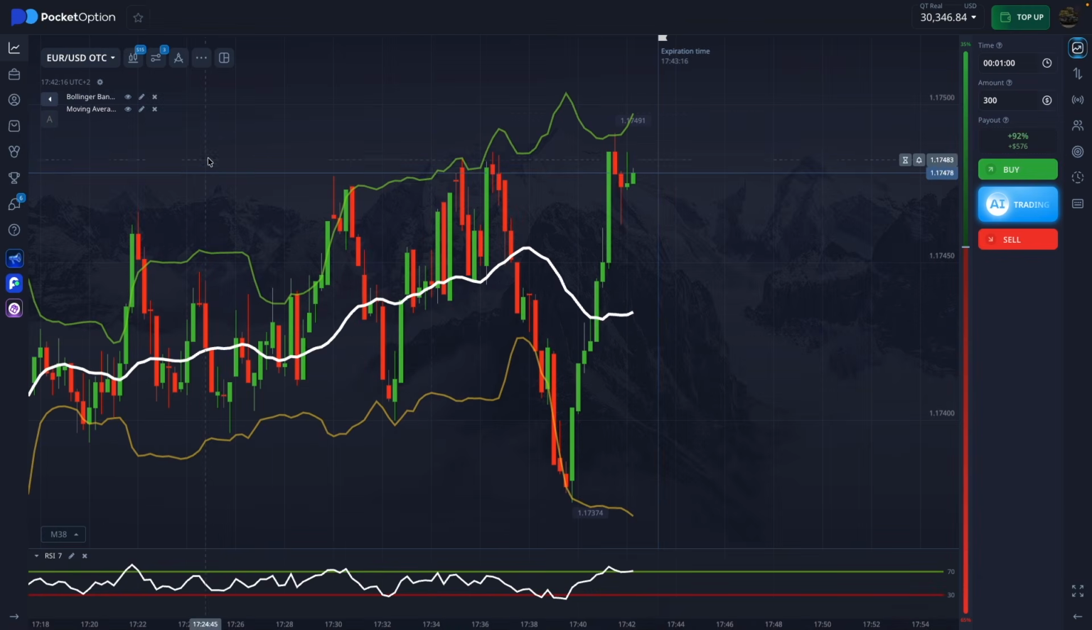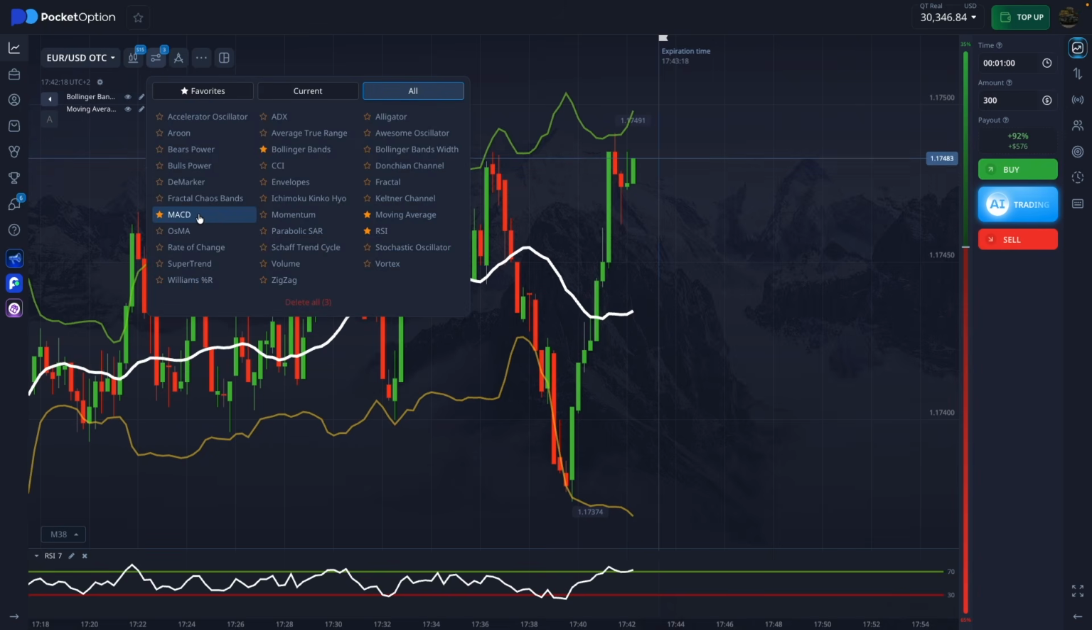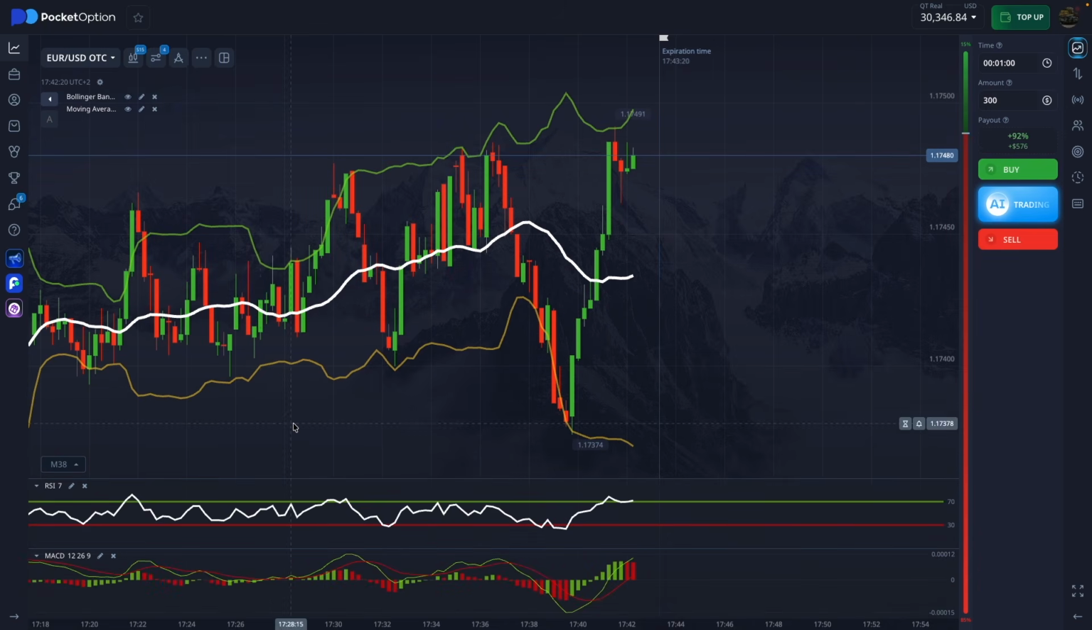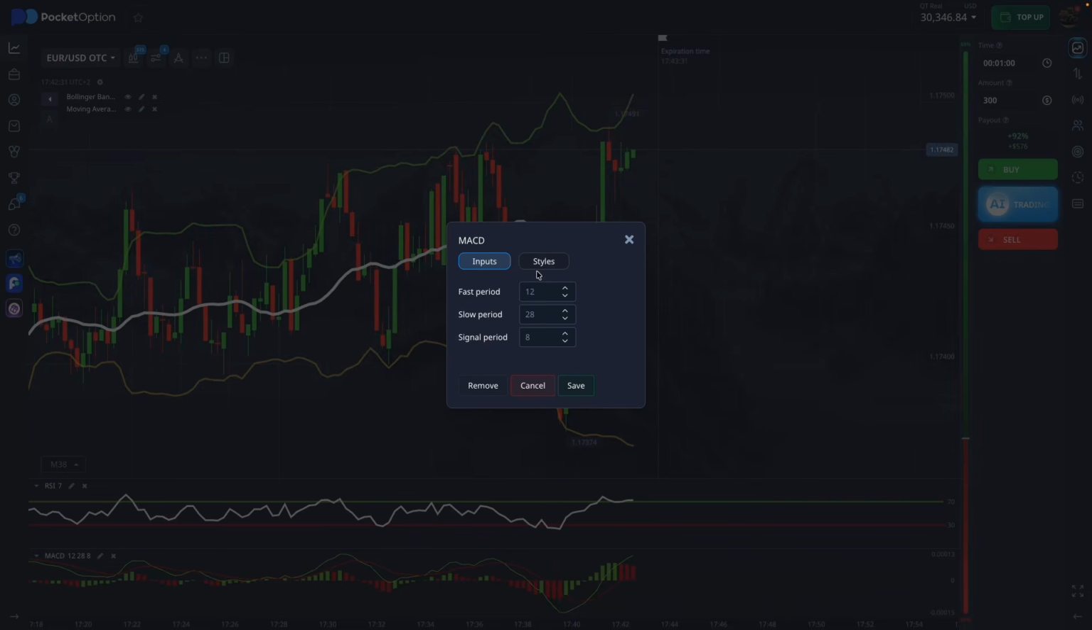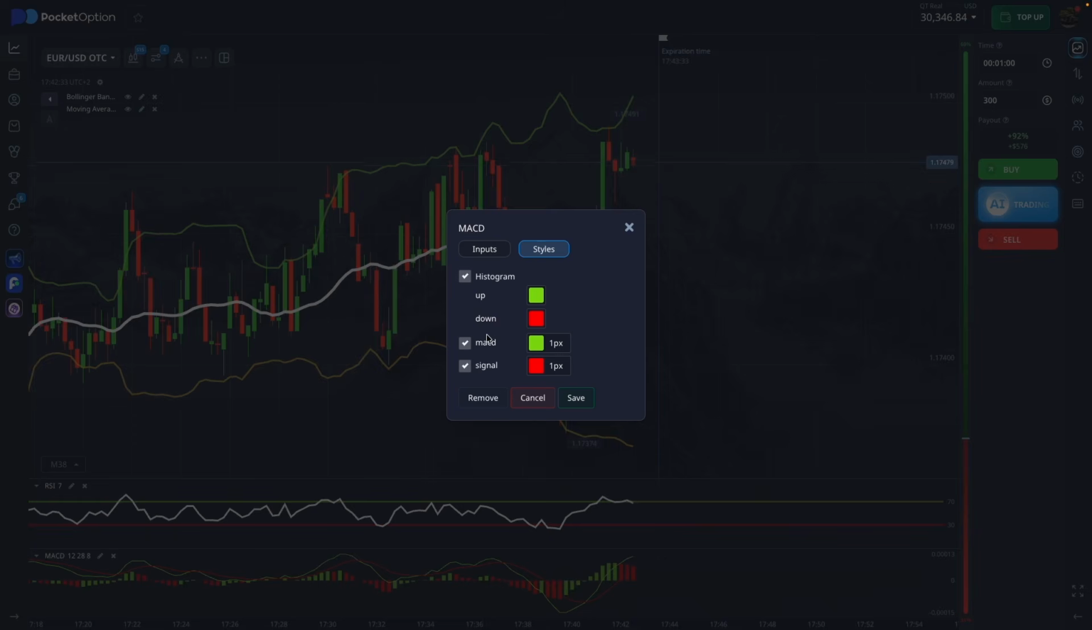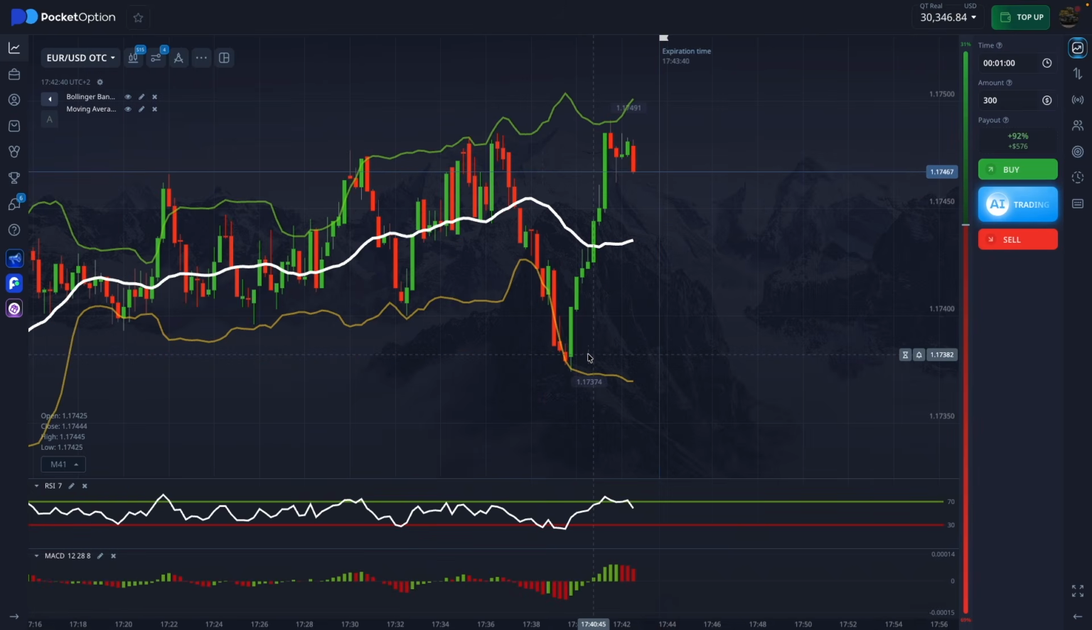And the last indicator I need today is the MACD indicator. I add it to the chart, then go to the settings here. I keep the fast period at 12, increase the slow period to 28, and decrease the signal period to 8. Then I go to the Styles tab, and here I only keep the histogram of the MACD indicator. I disable the other 2 lines. This is how my setup looks, which I will work with today.